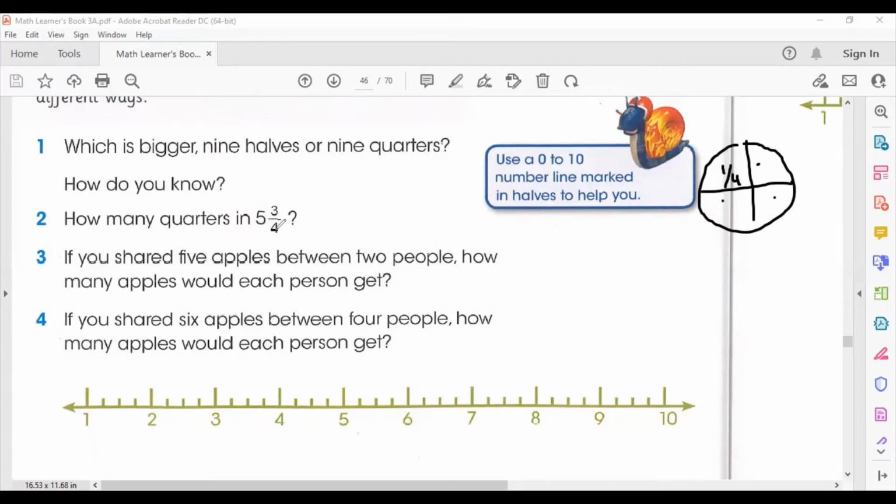Okay, 5 multiplied by 4 equals 20, plus 3, 23. So 23 by 4. So what is the answer? How many quarters in 5 3 by 4? 23 quarters. There are 23 quarters.